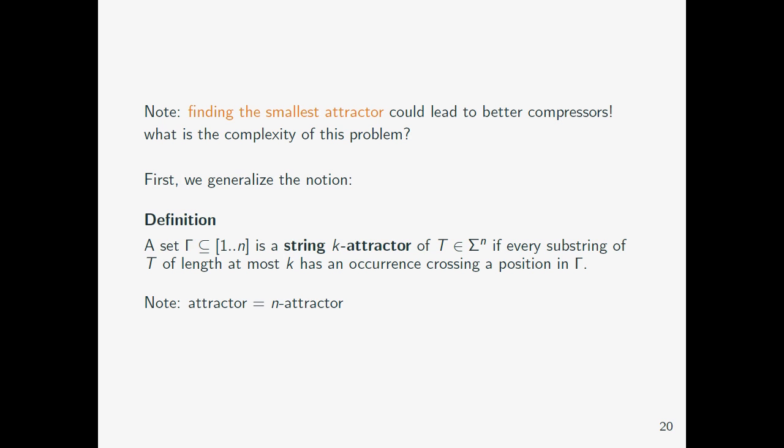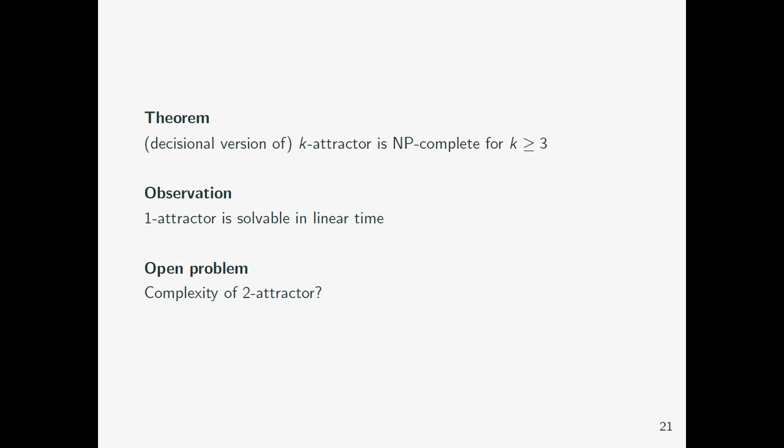Then, computational complexity. It's interesting to study the computational complexity of finding the smallest attractors, since these objects are so interesting. So what's the complexity of this problem? First of all, we generalize the notion, and we define a string k-attractor. A k-attractor is basically one where you want to capture strings of length at most k. It's the same as before, but just for strings of length at most k. And the attractor problem is basically the n-attractor problem. What we prove is that k-attractor is NP-complete for k greater than or equal to 3. And it's easy to observe that 1-attractor is solvable in linear time. This is trivial.